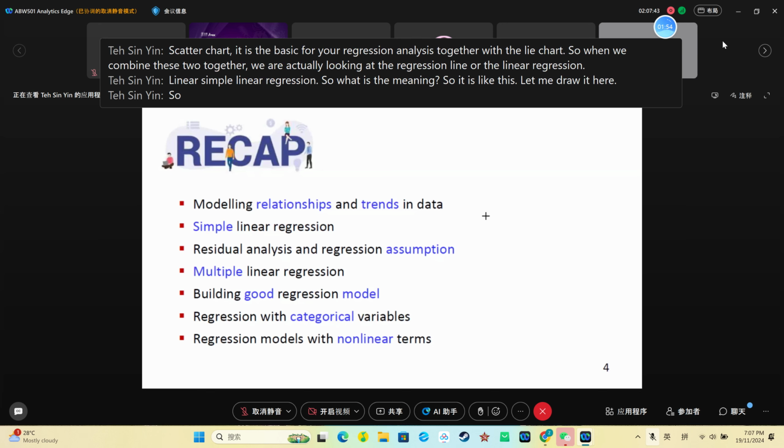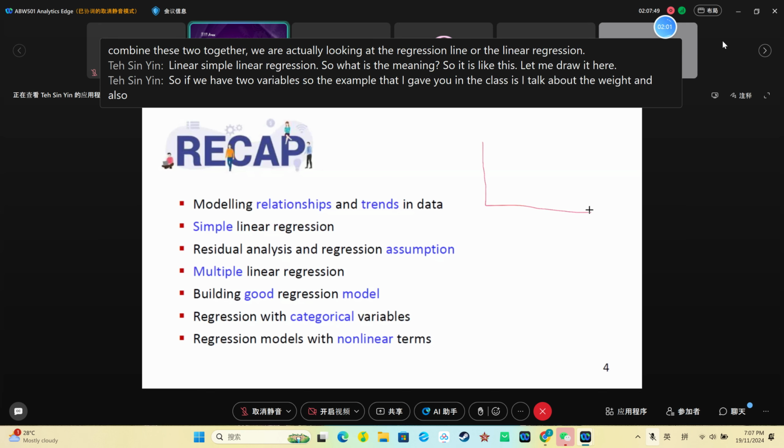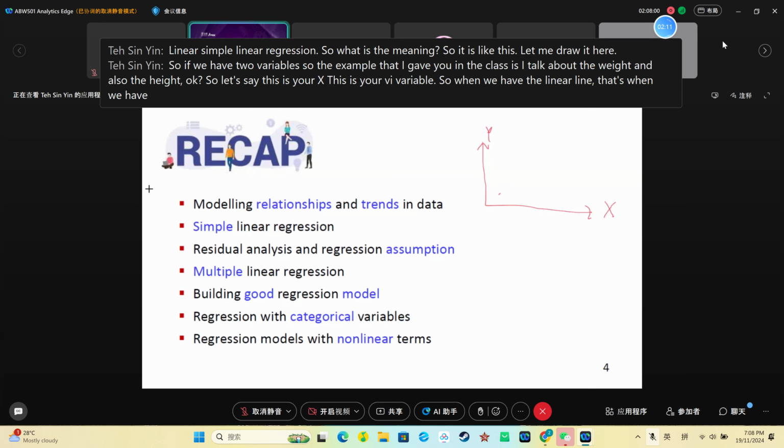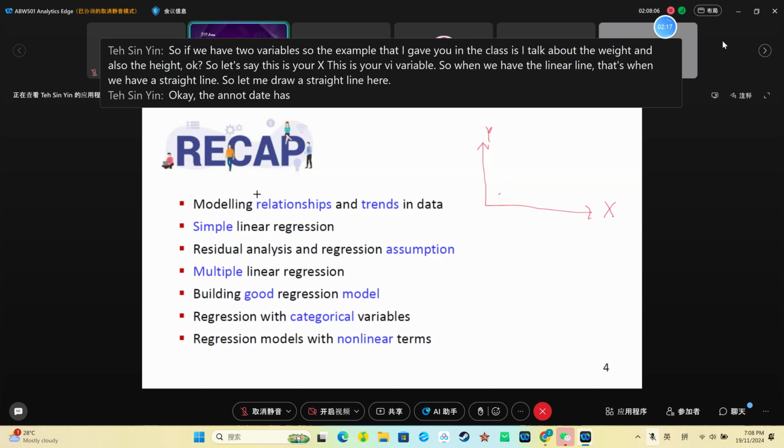So if we have two variables, the example that I gave you in the class is the weight and also the height. So let's say this is your X, this is your Y variable. So when we have the linear line, that means we have a straight line. So let me draw a straight line here. The annotate tool has no straight line. It's okay, I can just draw it.